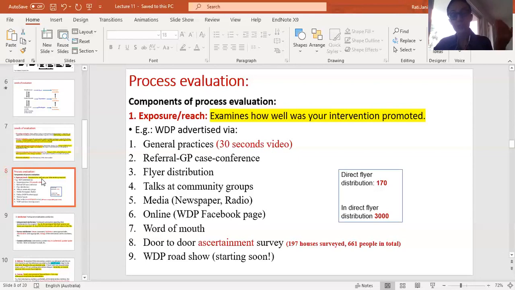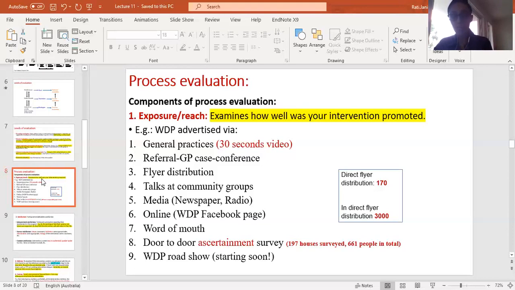So process evaluation, the first type is exposure and reach. As part of the voluntary diabetes program, basically, I wanted to do a process evaluation in which I wanted to show what is my outreach. For example, we had done many things, like flyer distribution. We directly handed flyers to 170 participants, and indirectly handed them to 3,000 people. How? Via social media, via placing flyers in GPs' offices and in shopping centers, etc. So this is how we did.